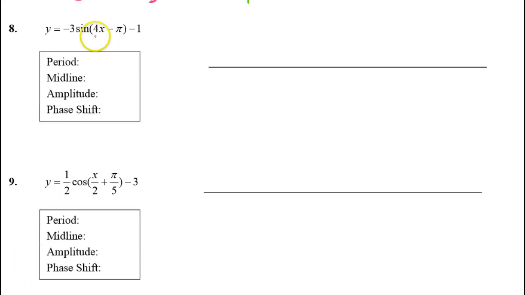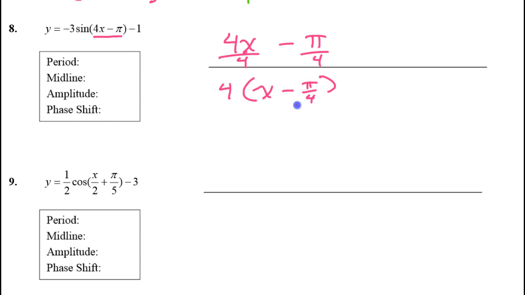So for problem number 8, again, I'm going to start by focusing on this part, which I need to rewrite. So right now I have 4x minus pi, but I need to take that 4 outside of parentheses. In order to do that, I'm going to divide everything by 4. So that's going to give me x minus pi over 4. So the equation I'm really working with is y equals -3 sine 4 parentheses x minus pi over 4 and minus 1. So this is the version of the equation I'm going to look at.